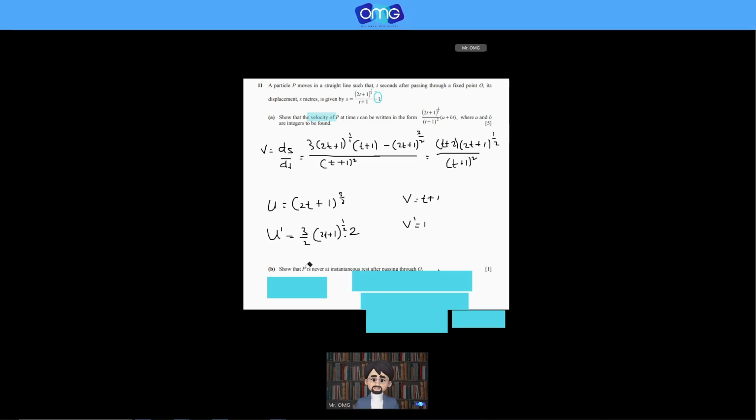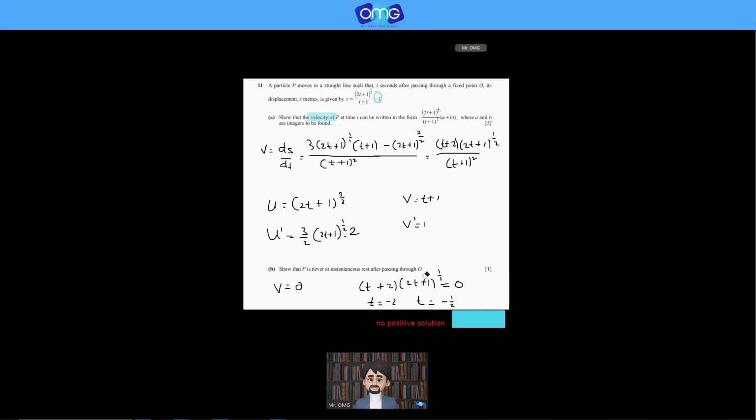And b, show that P is never instantaneously at rest. So when v equals 0, this equals 0 over (t plus 1) squared, which we can cross out, and the answer will be t equals minus 2 and t equals minus half, and there is no positive solution, so there is never an instant of rest, and shown, and that's the answer.